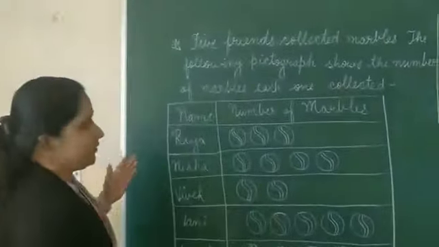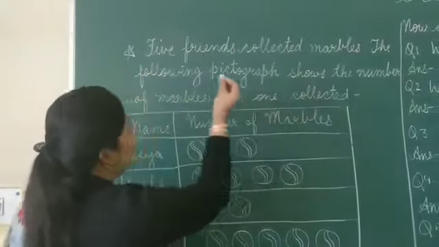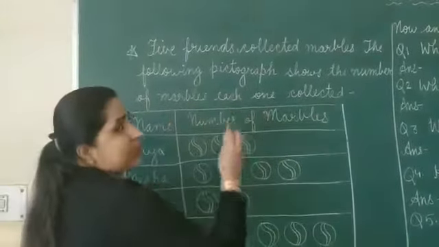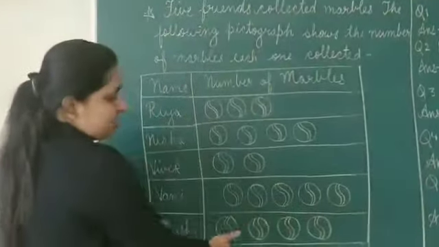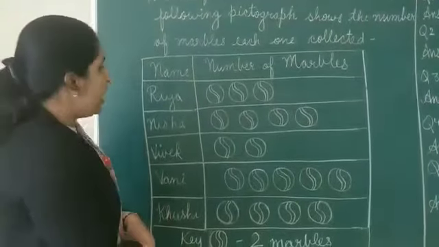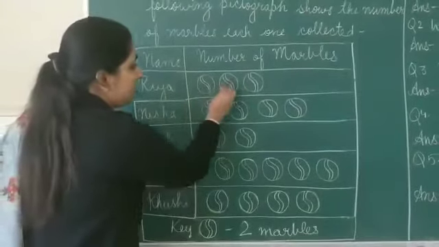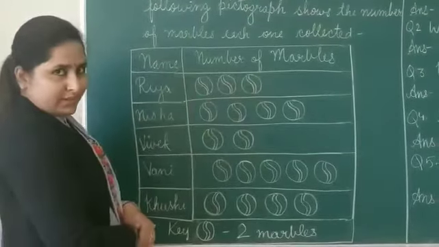Here it is given 5 friends collected marbles. The following pictograph shows the number of marbles each one collected. So you can look at this. This representation is called a pictograph. Why pictograph? Because in this we are using these pictures to represent some information. So what information is given here?